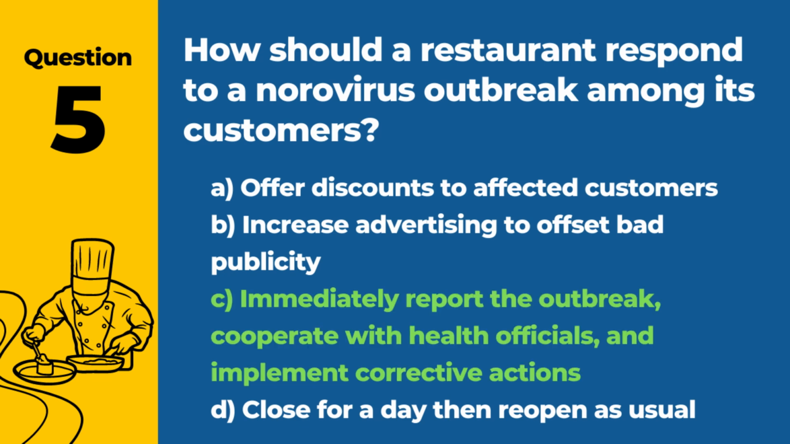Answer. C. Immediately report the outbreak, cooperate with health officials, and implement corrective actions. Responding to a norovirus outbreak involves prompt reporting to public health authorities, cooperating with their investigation, and taking specific actions to address and prevent further spread of the illness.